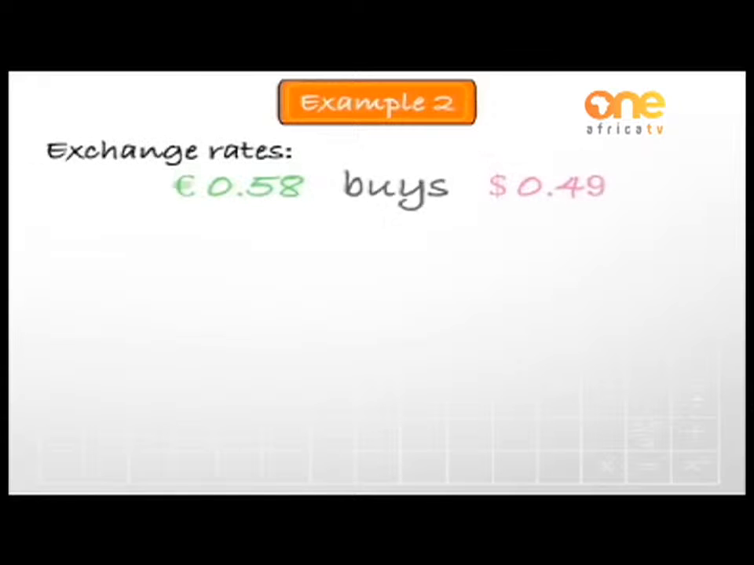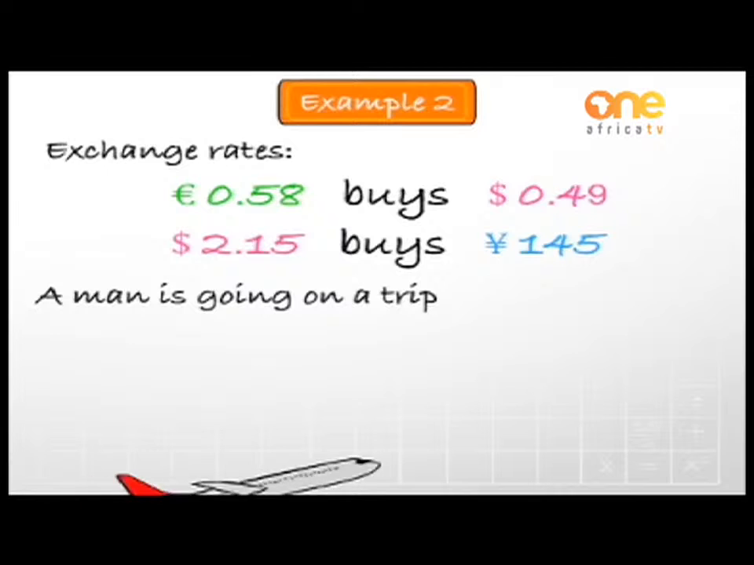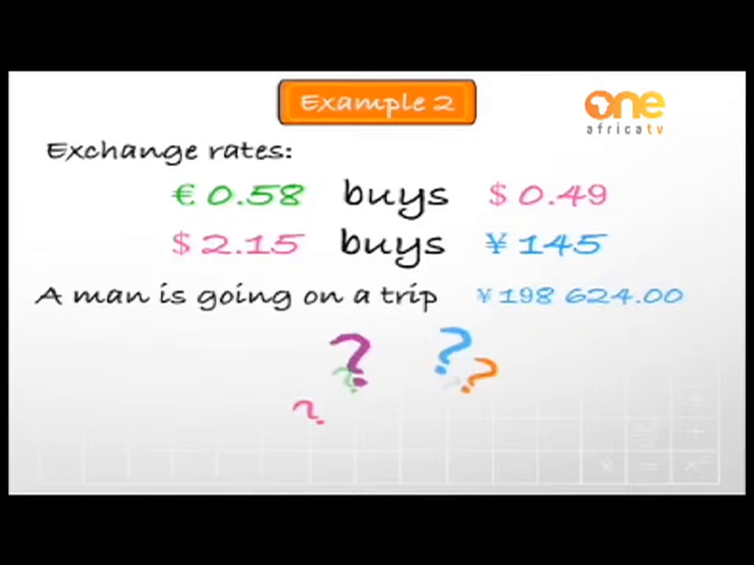Example 2. Example 2 says that you're given the following exchange rates. You are told that 0.58 euros will buy you $0.49 and $2.15 will buy you 145 yen. If a man is going on a trip and let's say he has 198,624 yen, what would he need in euros if he is going to Italy?